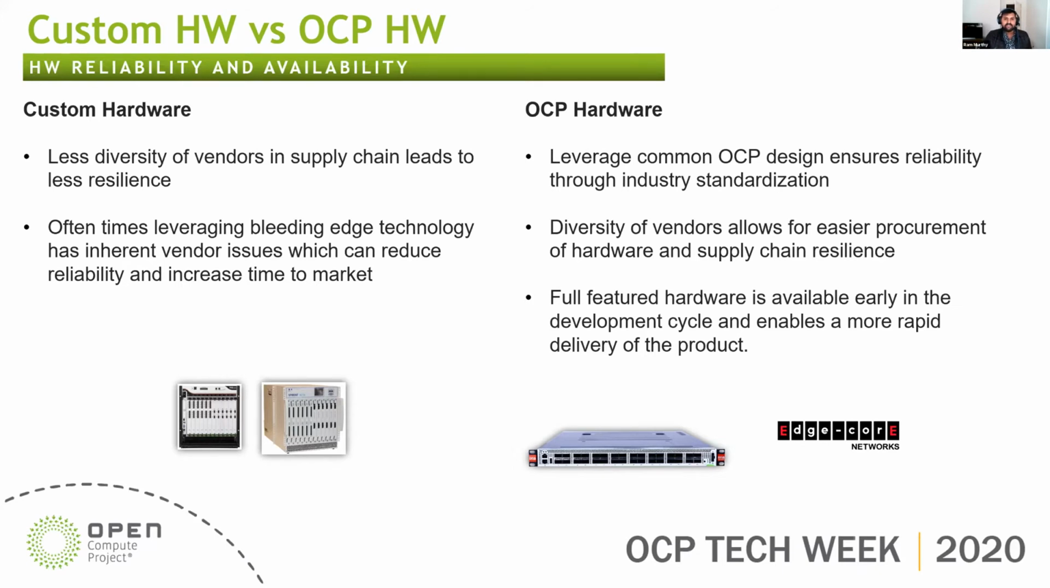In addition, the diversity of the vendors allows for much easier procurement of hardware, and there's a lot greater resilience in the supply chain with the many different vendors available to basically create the hardware. In addition, we're able to get prototypes of hardware that are full featured much earlier in the cycle. And that really makes the product development cycle much quicker. This is something we really want to highlight in terms of being able to leverage the synergies that the open source community has been able to provide.